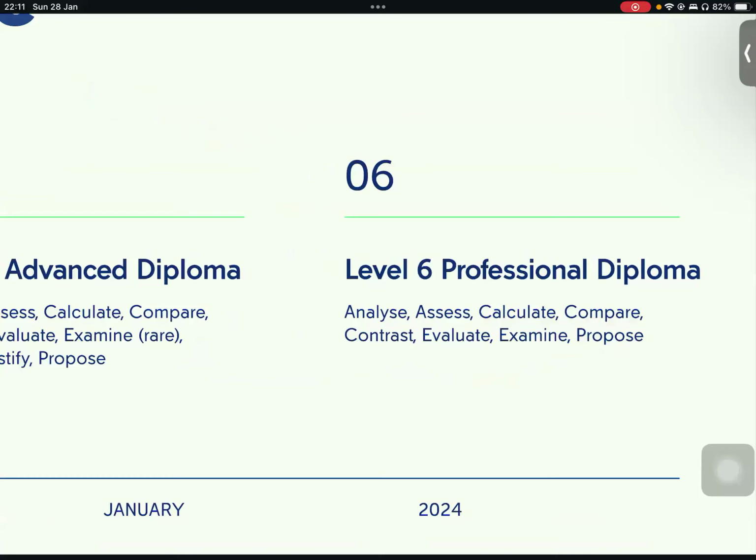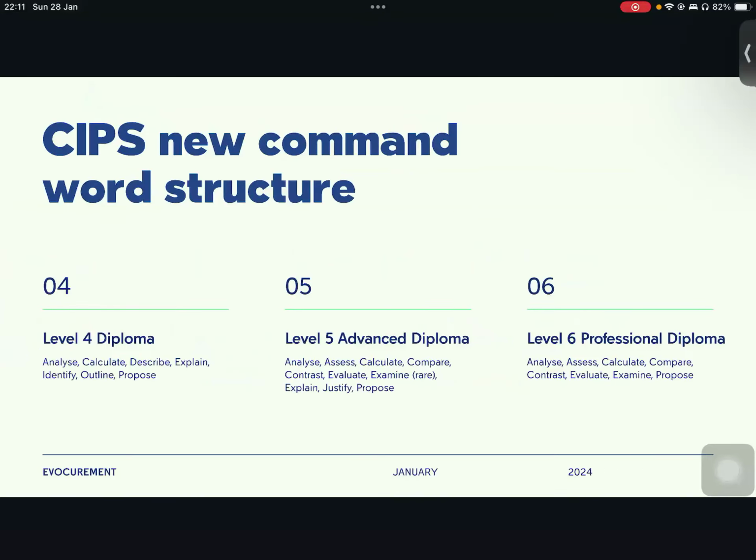So with this new structure, I can see that CIPS first removed some common words like list, discuss, or summarize. They removed those, so we have a shorter list of common words. But they also give more description and more details on each common word.